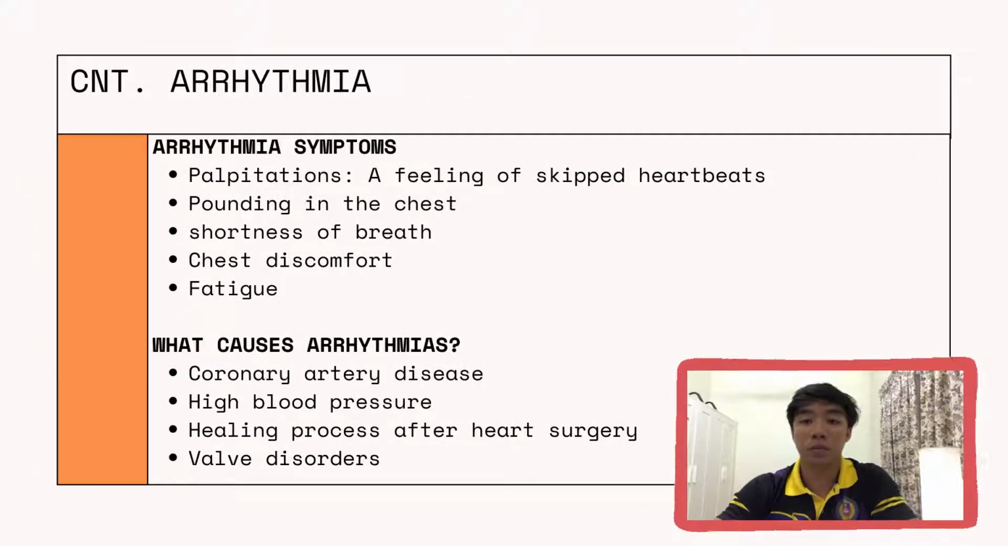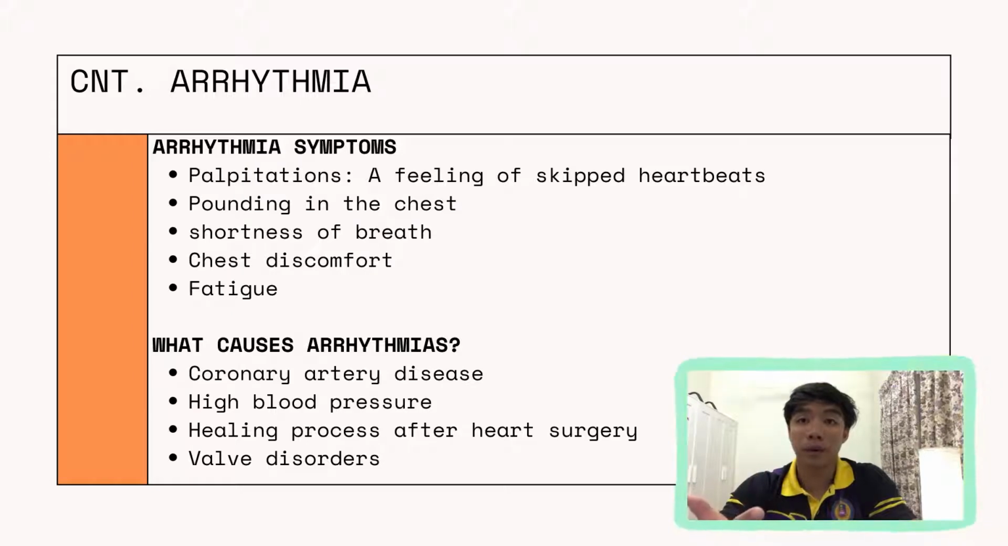Arrhythmias can show symptoms such as palpitations, which is the feeling of skipped heartbeats, pounding in the chest, shortness of breath, chest discomfort, and also body fatigue. So what causes arrhythmias? The cause of arrhythmias can be coronary artery disease, high blood pressure, healing process after a heart surgery, and also valve disorders.